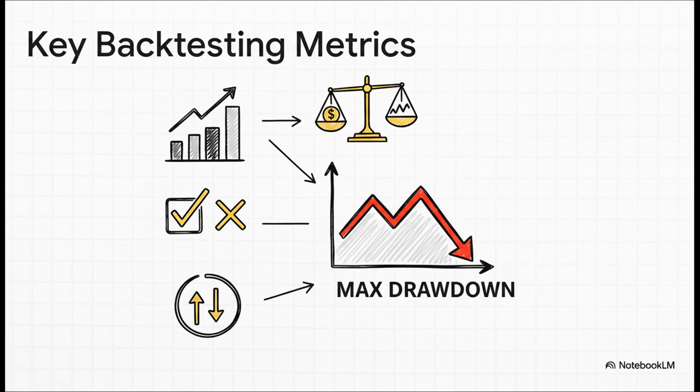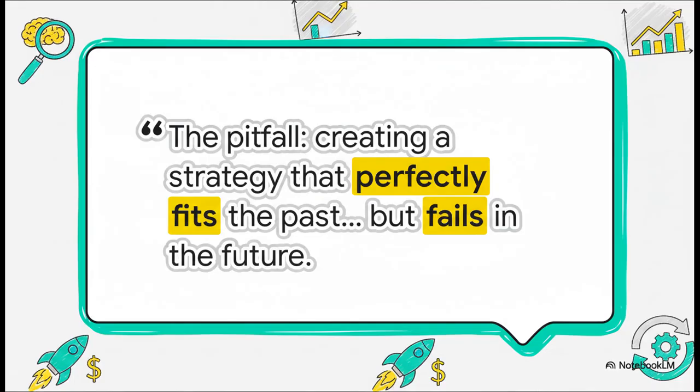But the real gut check metric, the true test of your nerve, is maximum drawdown. It tells you the single worst peak-to-valley loss you would have experienced, and that matters because it's a measure of psychological pain. It answers the real question, could you have actually stuck with this thing without panicking and bailing at the worst possible time? But there is a huge, huge trap here.